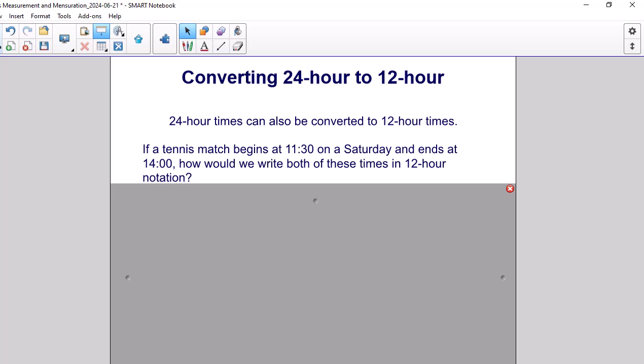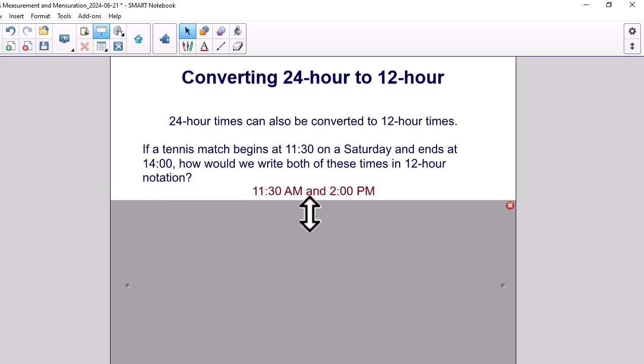24-hour times can also be converted to 12-hour times. If a tennis match begins at 11:30 on a Saturday and ends at 14 o'clock or 1400, how would we write both of these times in 12-hour notation? The 11:30 a.m. time remains the same. However, for the 1400, to convert it to 12-hour time, you subtract 12. 14 minus 12 is 2, so 1400 is 2 p.m.